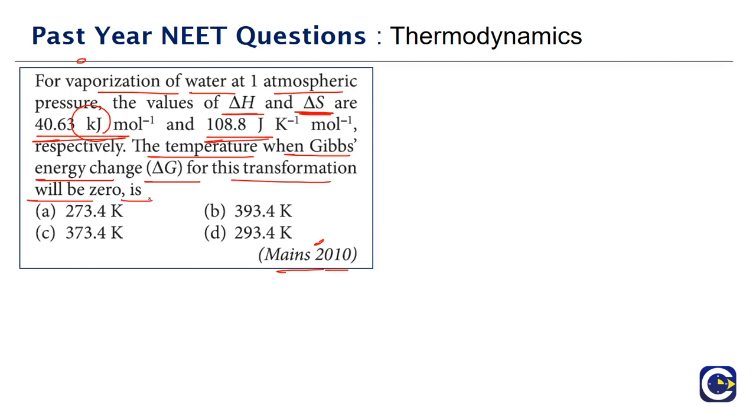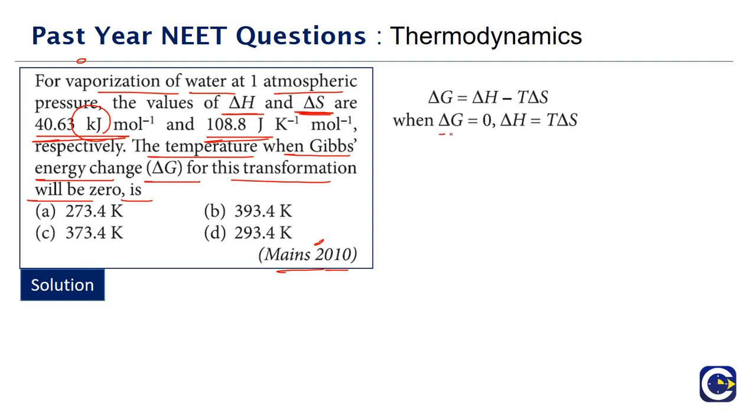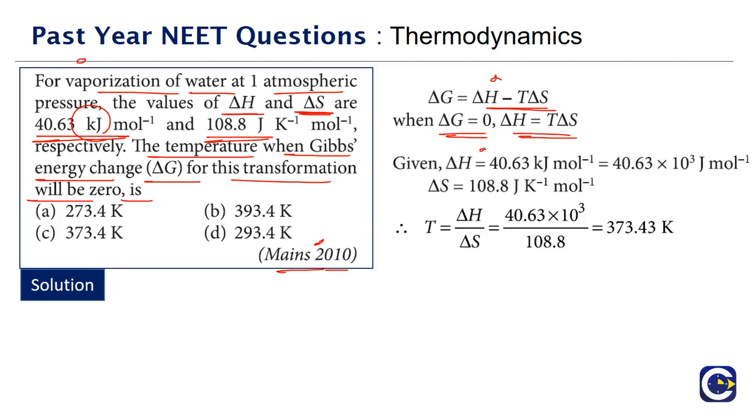Means what? Straight away they are asking a question. When the delta G will be 0. So delta G must be 0 means what? Delta H minus T delta S should be 0. Means delta H should be equal to what? T delta S. So here delta H is given as what? 40.63 kilojoule per mole. So we will convert this into joule because delta S is in joule unit. Okay. So 40.63 into 10 power 3 joule per mole. And delta S is what? 108.8 joule per mole per Kelvin.